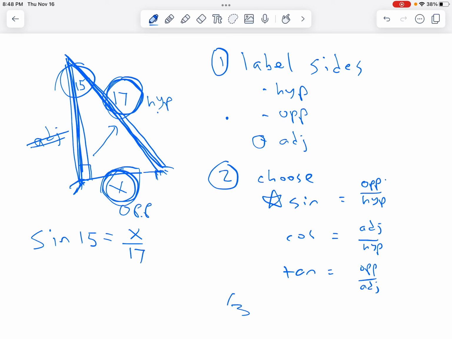The third step is we just have to do a little bit of algebra. We want to get the letter x all by itself, and to get x by itself, we have to multiply both sides by 17. Now the 17 and the 17 cancel each other out, leaving behind just x equals 17 times the sine of 15. And at this point, it's just a calculator question.